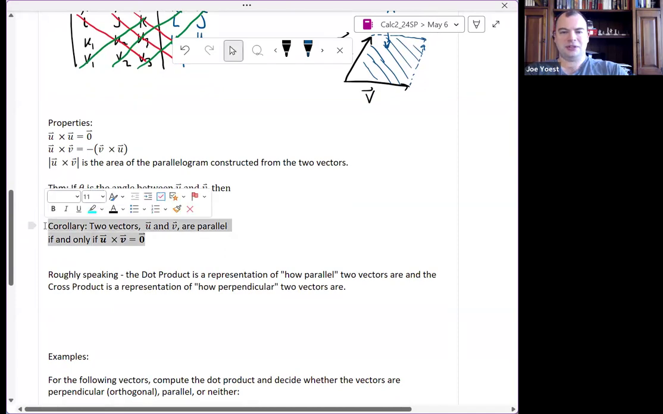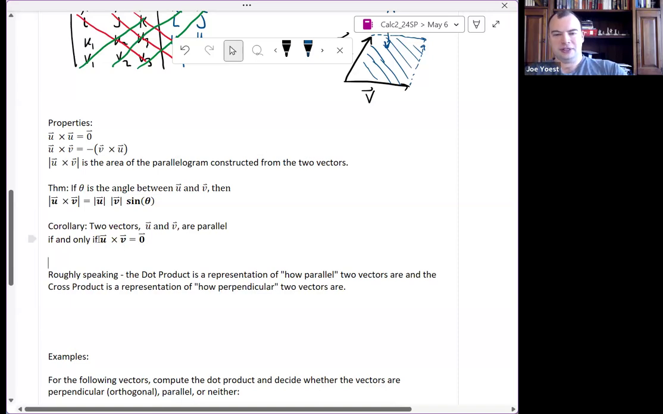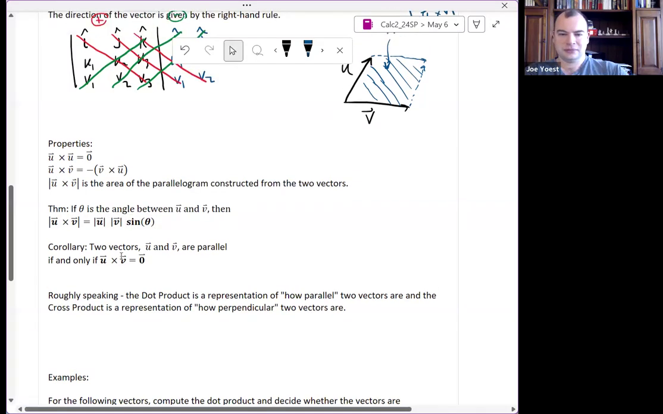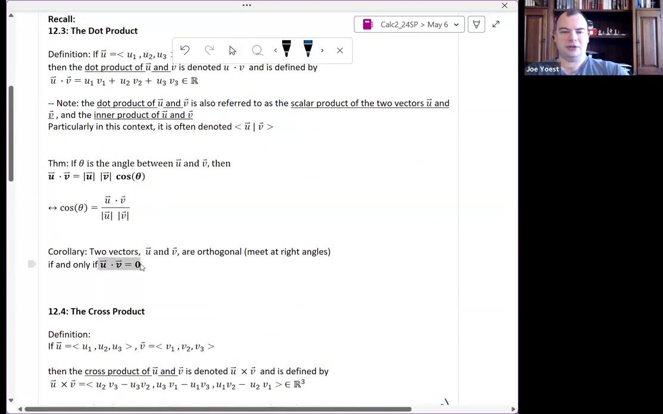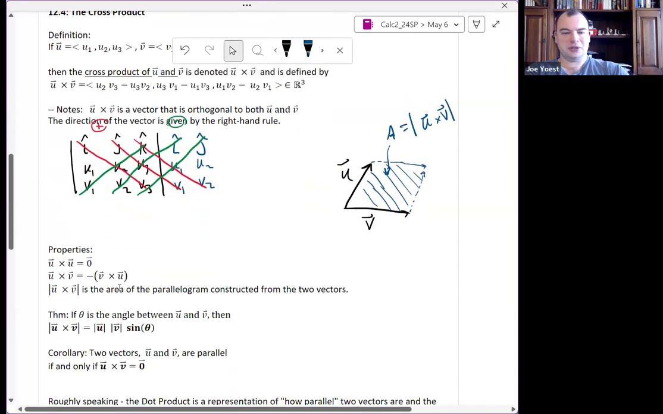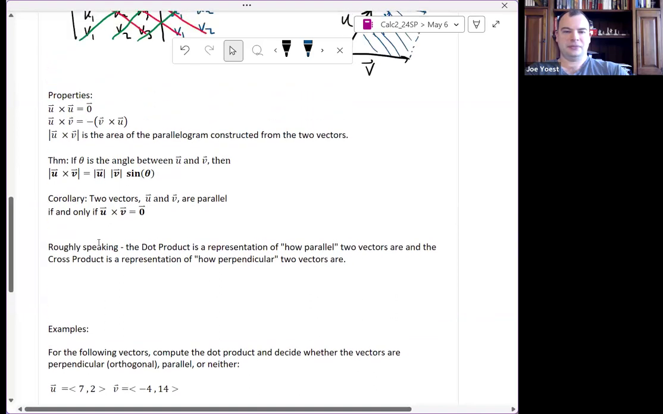A corollary of this is that two vectors are parallel, they have the same direction, if and only if their cross product is zero. They're parallel if the angle between them is zero, and of course, sine of zero is zero. So two vectors are parallel if and only if their cross product is the zero vector, which is equivalent to saying that the magnitude of their cross product is zero. Two vectors are orthogonal or perpendicular if and only if their dot product is the zero number, the zero scalar. So that's an interesting thing about dot and cross products.